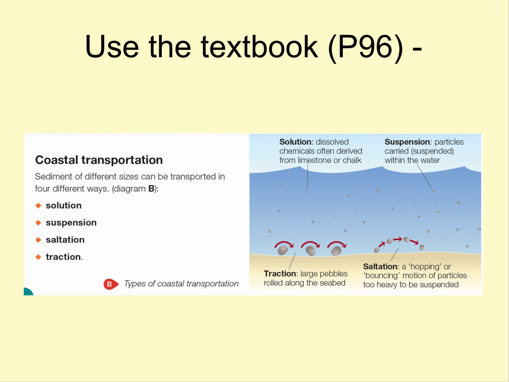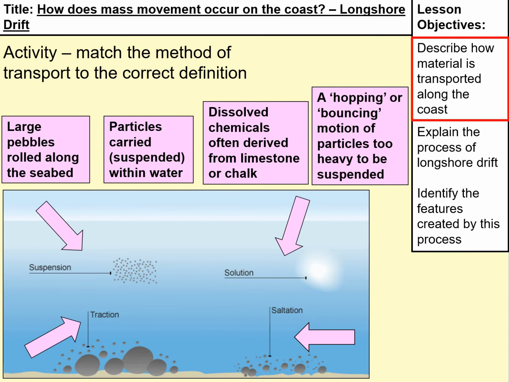First of all, I'd like you to turn to page 96 of the textbook and have a look at some of the processes of coastal transportation, please. You'll see there is solution, suspension, traction and saltation. It would be worth drawing diagrams for all of these, but before you do so, have a look at the diagrams and the descriptions. Pause the video here and have a go at matching the definitions to the diagram.